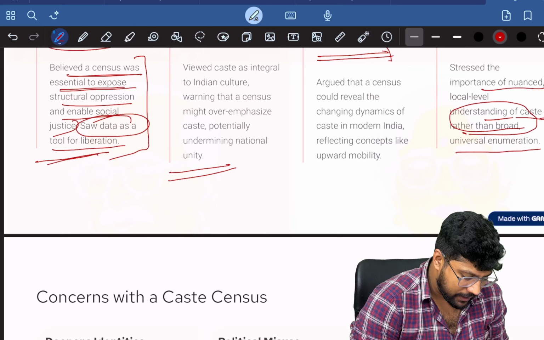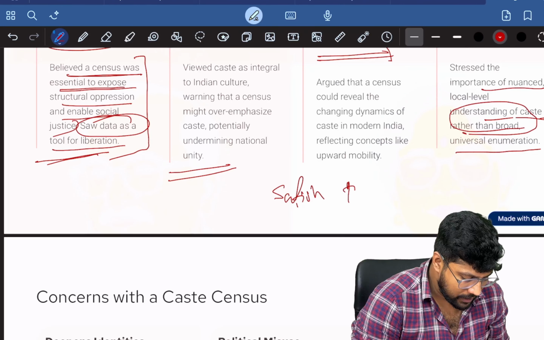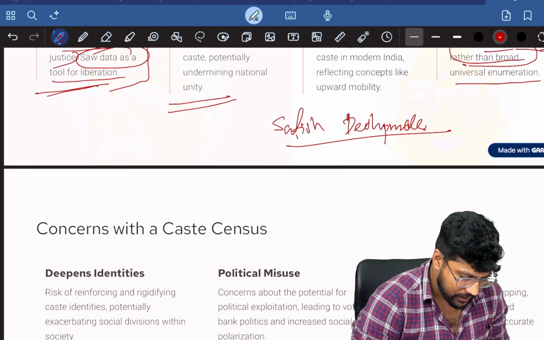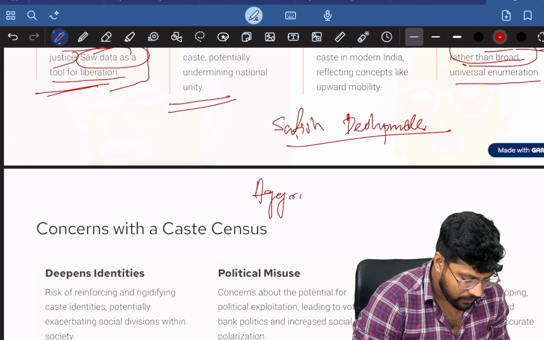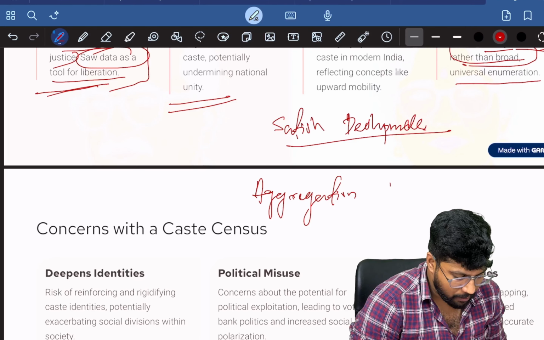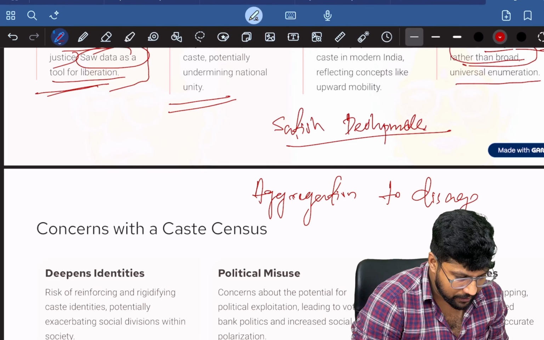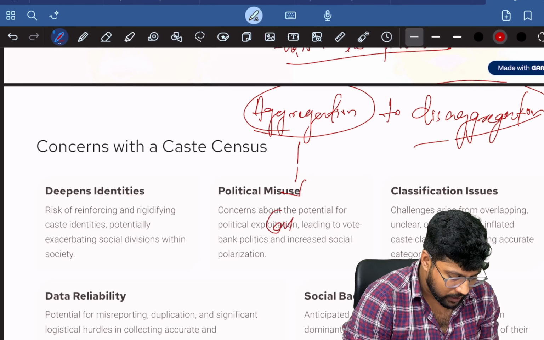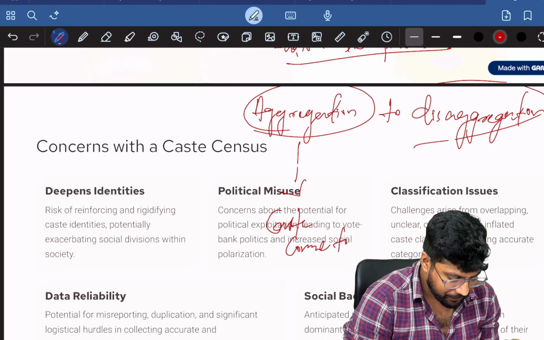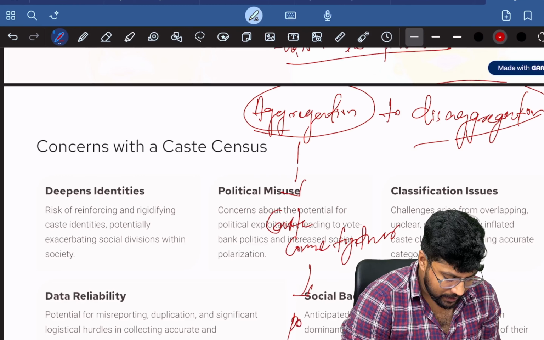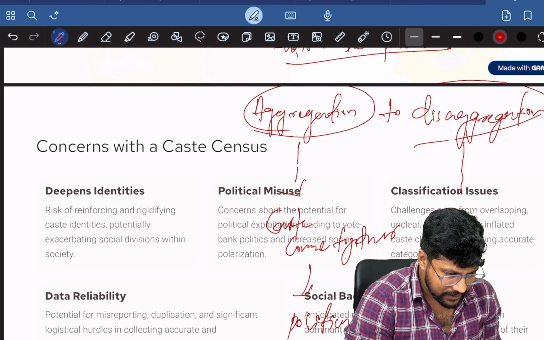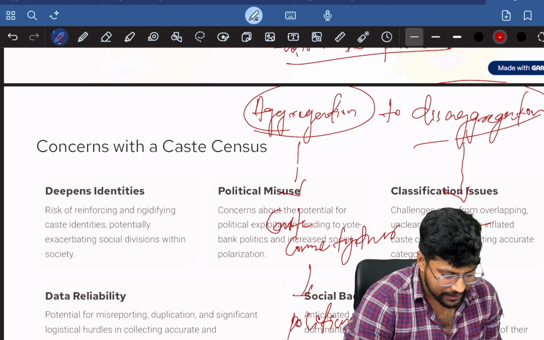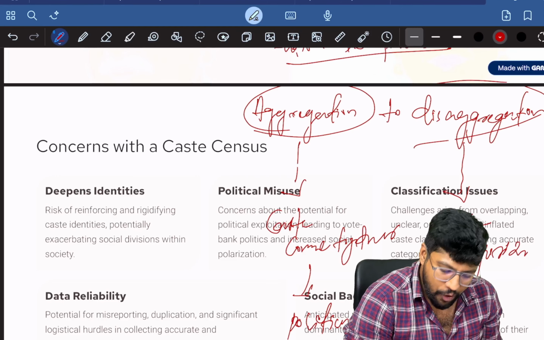Then there is the view of Satish Deshpande. He says that caste in politics in India has moved from aggregation to disaggregation. What is meant by aggregation to disaggregation? Earlier, castes used to come together to get political power. But at present, caste is disaggregating. That means people are demanding subcategorization for more political power.